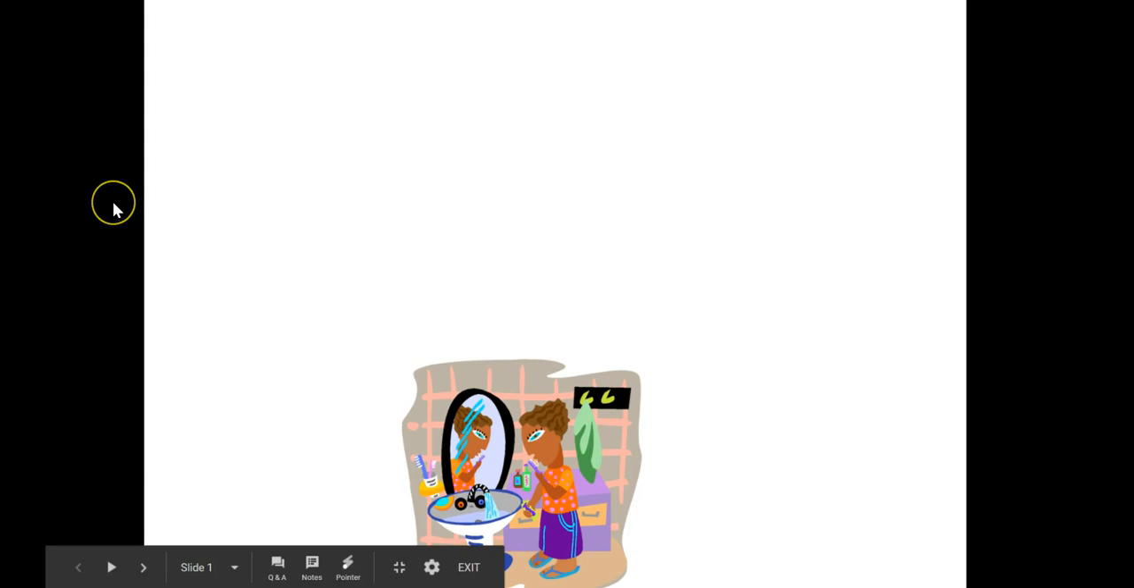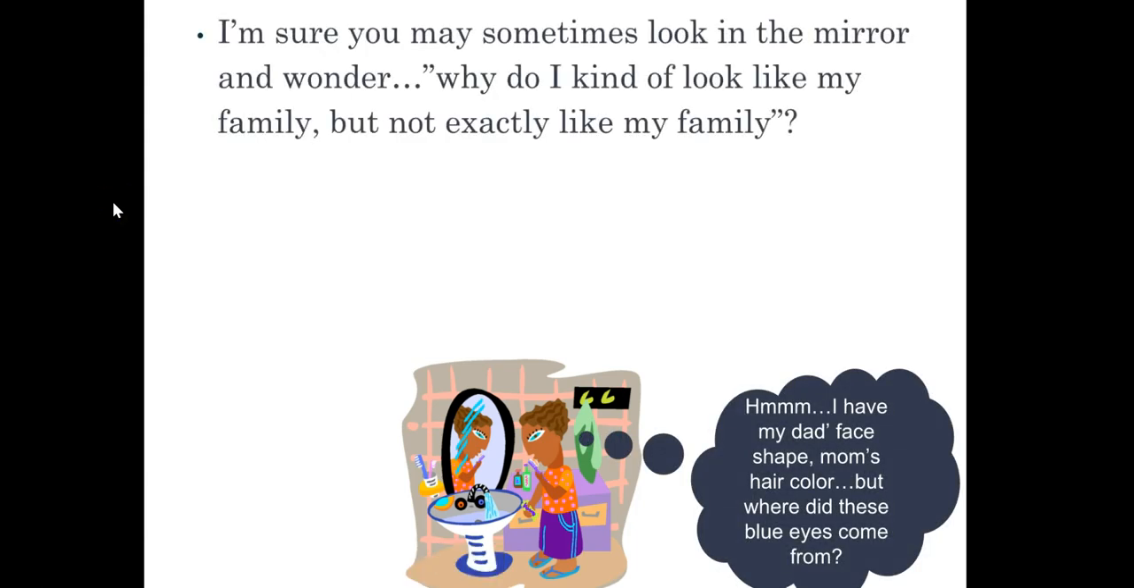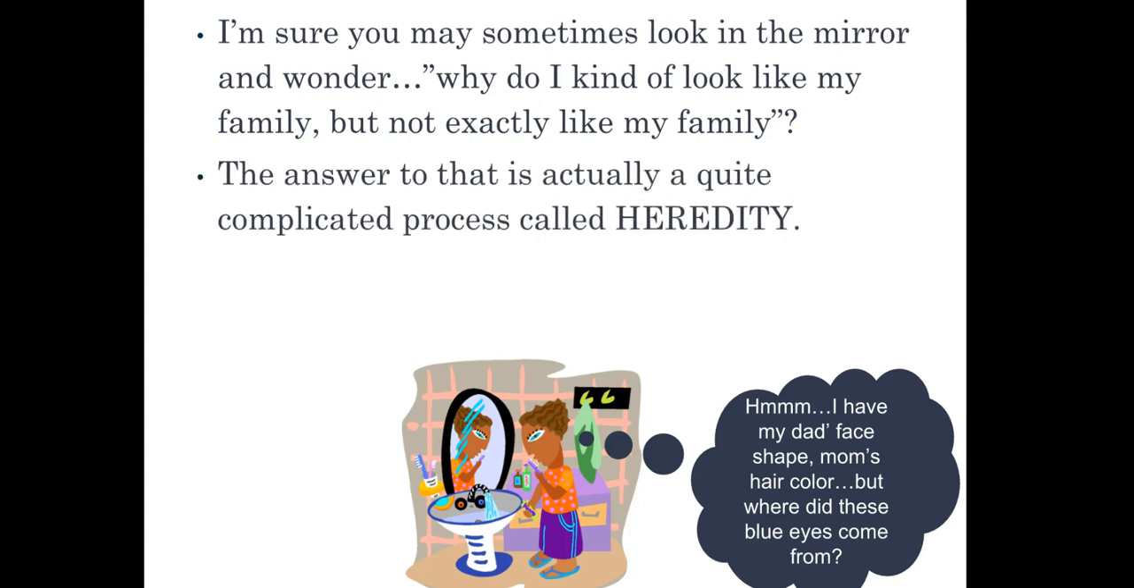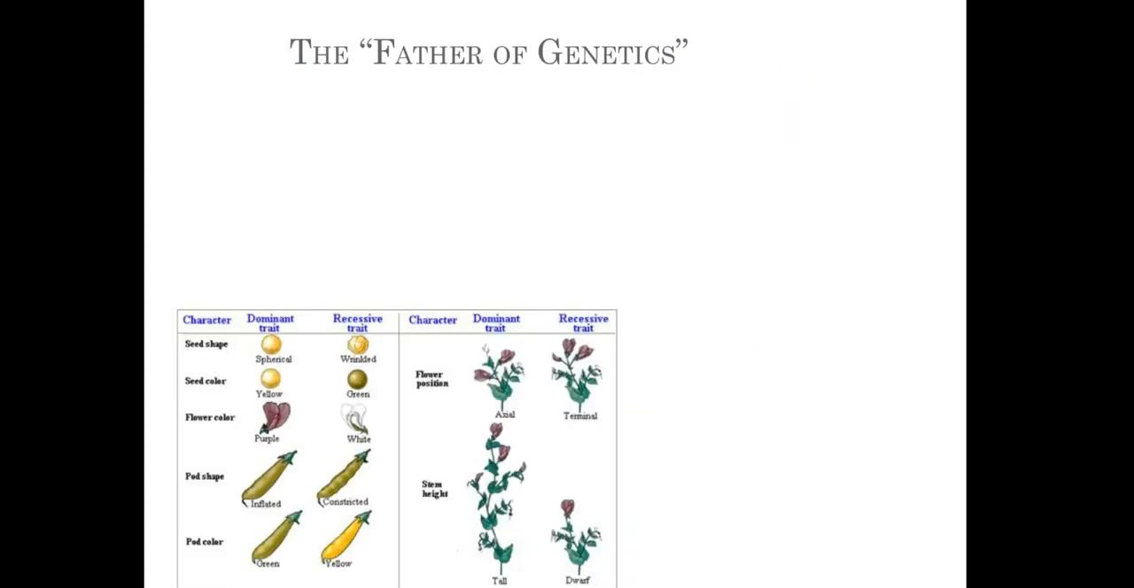Have you ever looked in the mirror and wondered, why do I look kind of like my family, but not exactly like my family? Well, the answer to this question is a really complicated process called heredity. So we're just going to go over some of the basics today. Heredity is the passing of genetic material from parents to offspring.